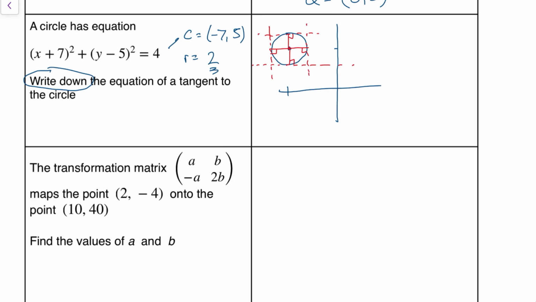In other words, let's take this one here. If my centre is 5, I'm going to add 2, which means that this is the line y equals 7. This one here, I'm going to take away 2, so this is going to be y equals 3. This one here, I'm going to take my x value of -7 and add 2, so x equals -5. I'm going to take my x value of -7, take away another 2, so that's x equals -9. Clever question. I had to think about that one for a second, but actually it fell out relatively easily, didn't it?